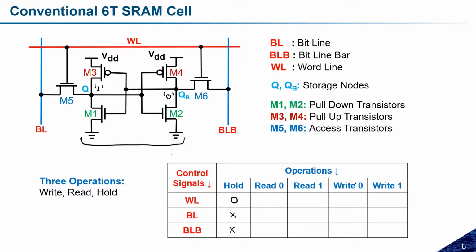Now let us assume initially the node Q is at logic 0. If node Q is at logic 0 and I want to write 0 on node Q, then what do I have to do?